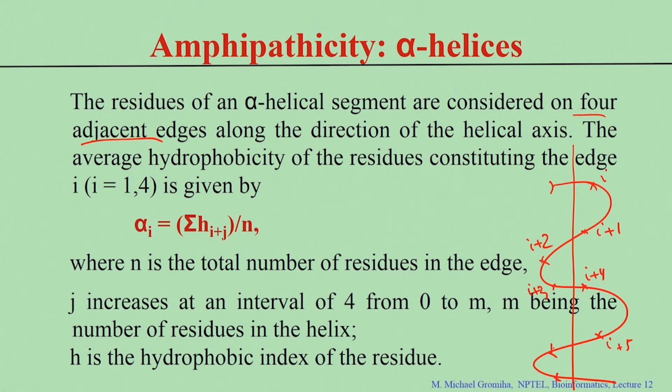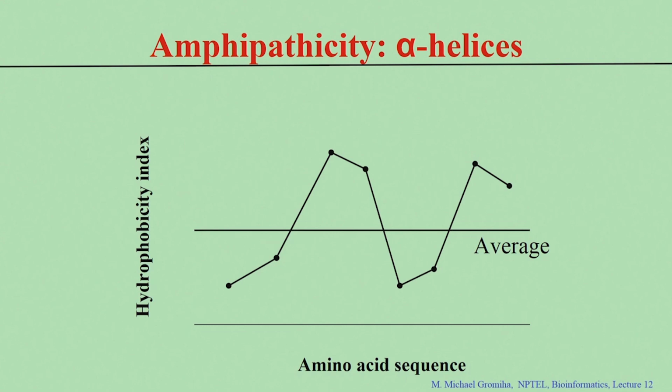Then you can calculate the average hydrophobicity of each edge. For example, if you take this, plus the same here, the same here. So you can see I plus j with an interval of 4 and see how many residues are in that particular place. For example, if you see this periodicity, this is I, this I plus 1, I plus 2, I plus 3, I plus 4 and I plus 5.